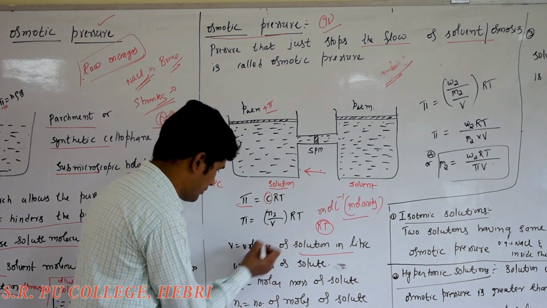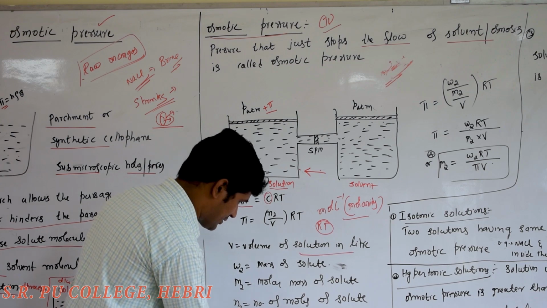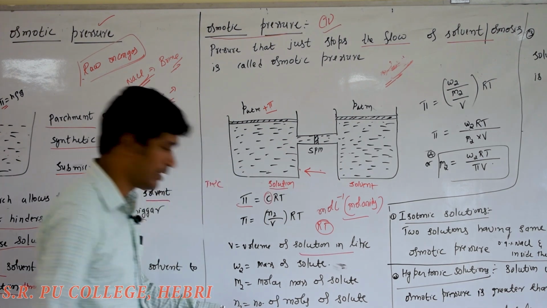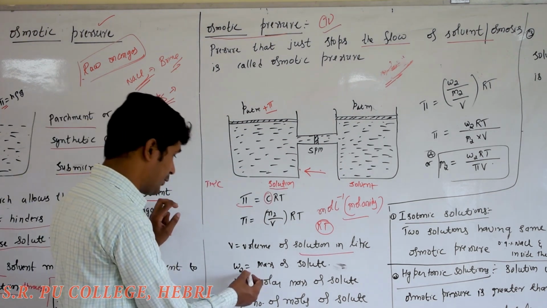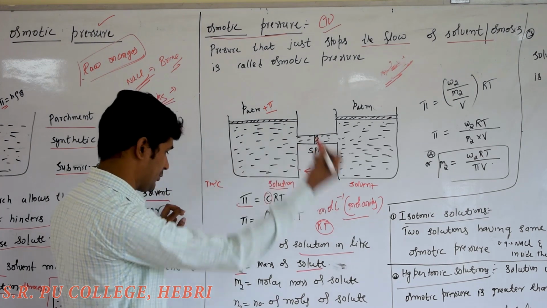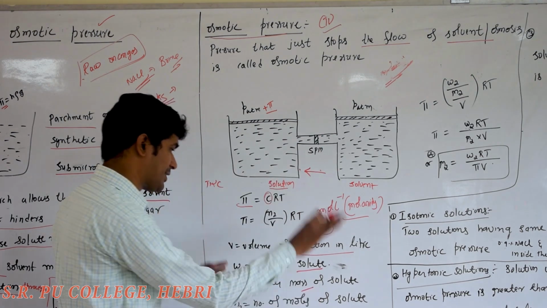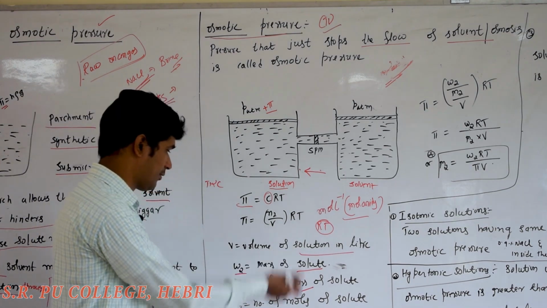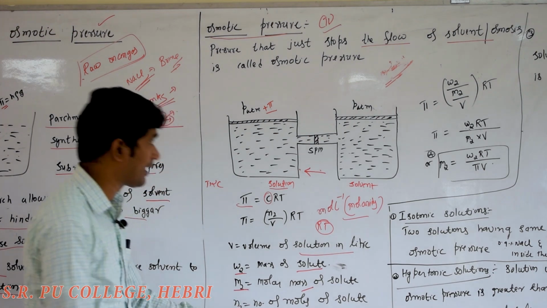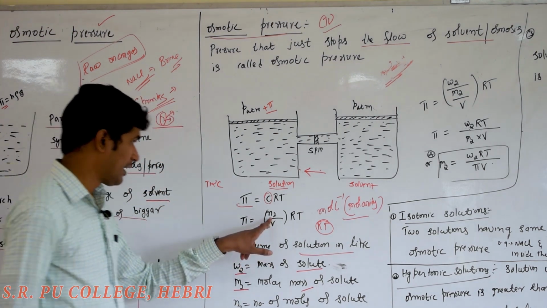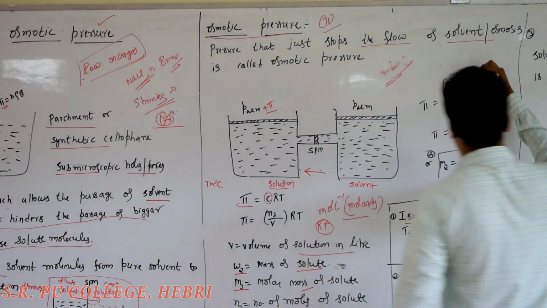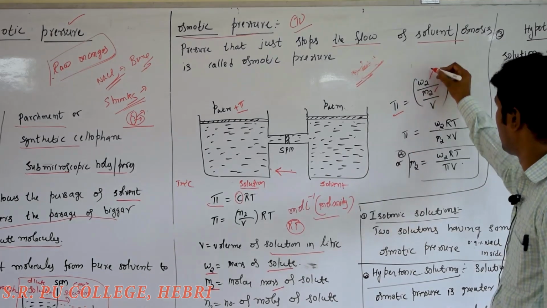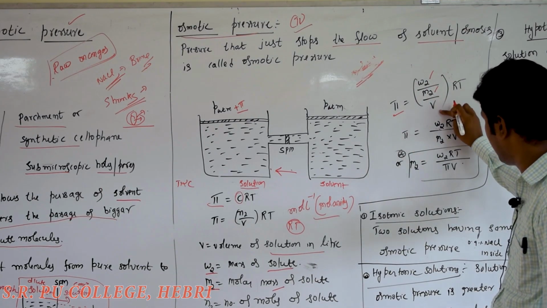So what is W2? Here n2 is nothing but the number of moles. Number of moles is nothing but mass divided by molar mass. So here W2 is the mass of solute present in the solution, and M2 is the molar mass of that solute you have added. Now n2 can be calculated by using this formula: n2 is equal to W2 divided by M2. Here I have written n2 in terms of W2 and M2. So pi is equal to W2 by M2 by V into RT.